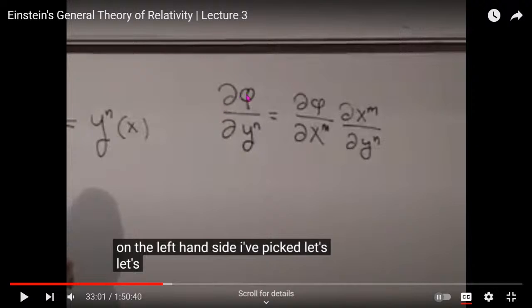So how does phi change relative to a certain y direction? You're looking at it from the point of view of the y coordinate system. Well, that has to do with the coordinate system itself. So it's how does phi change with respect to a certain one of the x directions, and multiply that by how this direction varies relative to this direction. So you need to multiply it.